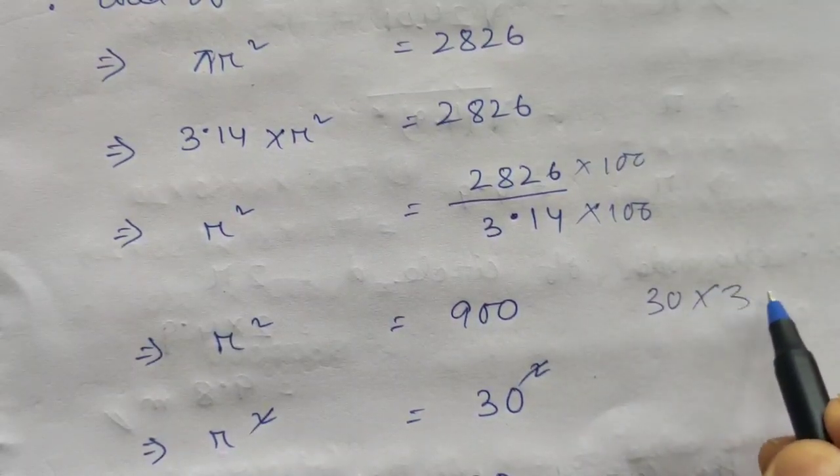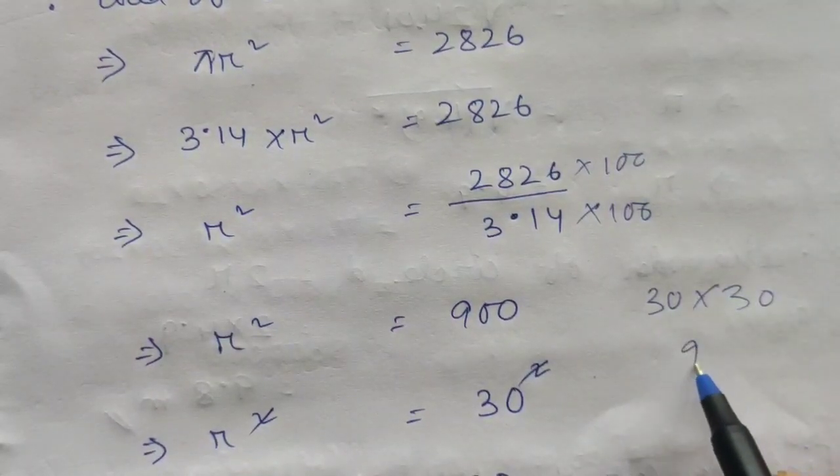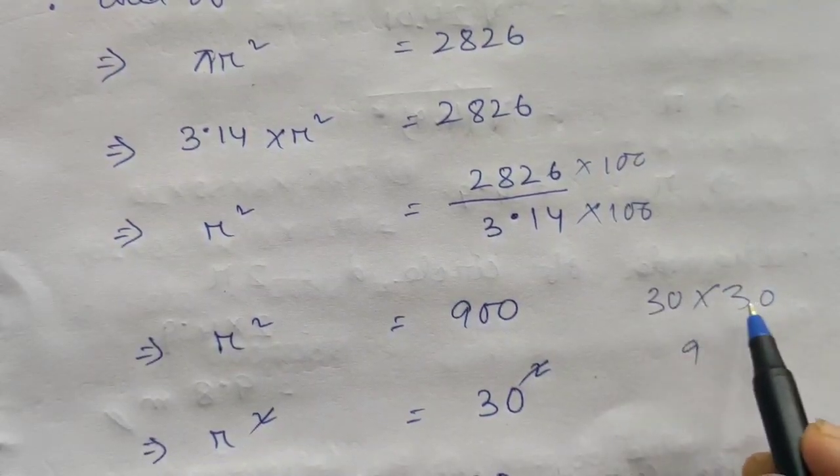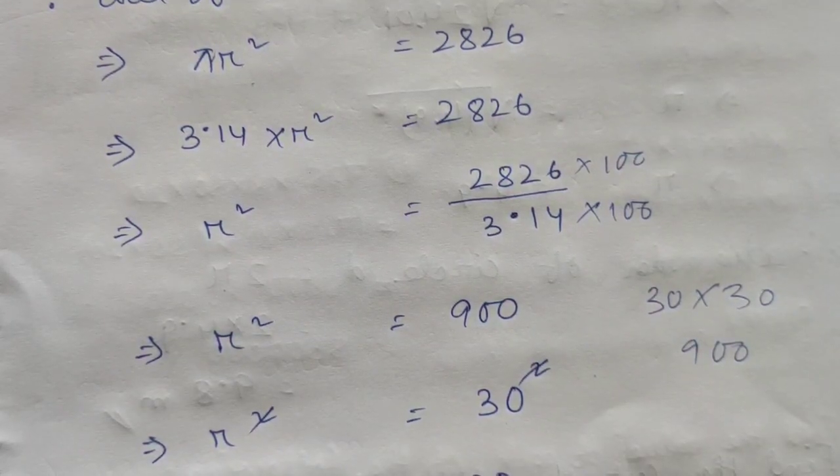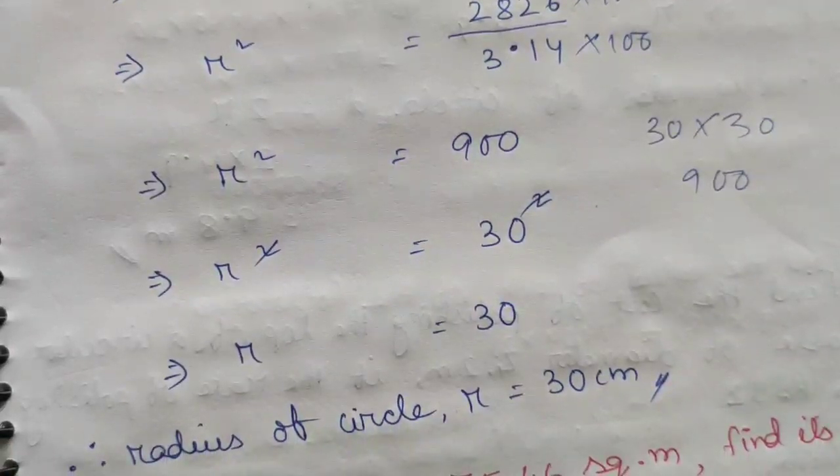Because look here, 30 into 30: 3 into 3 is 9, then 0 and 0, 900. So r square equals 30 square, then the square gets cancelled, that is r equals 30. So we find the radius of the circle is 30 centimeter. Therefore, at last we will write: therefore, radius of the circle r equals 30 centimeter.